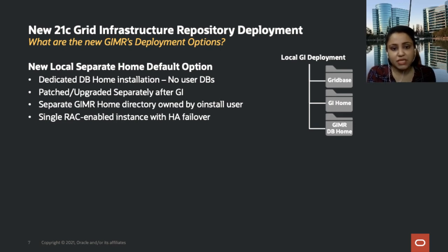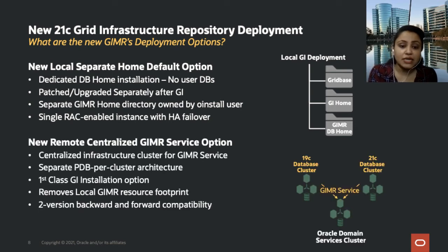So this is all about the local GMR deployment options. Now let's go to the new remote centralized GMR service, which is a new feature. A centralized infrastructure cluster for the GMR service needs to be created first, which hosts the PDB for the remote cluster. In fact, every remote cluster has its separate PDB in the centralized infrastructure cluster, and it's a dedicated installation option. It also has the benefit that it removes the local GMR resource footprint in every cluster.